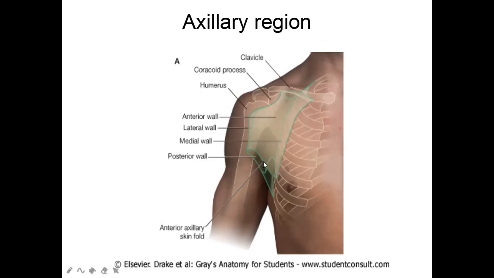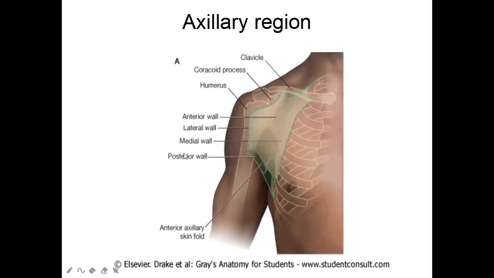So it's basically pyramidal in shape with a base, the walls, and an apex. So the apex of the axilla is directed towards the neck, which is the posterior triangle of the neck, so the root of the neck, all right?